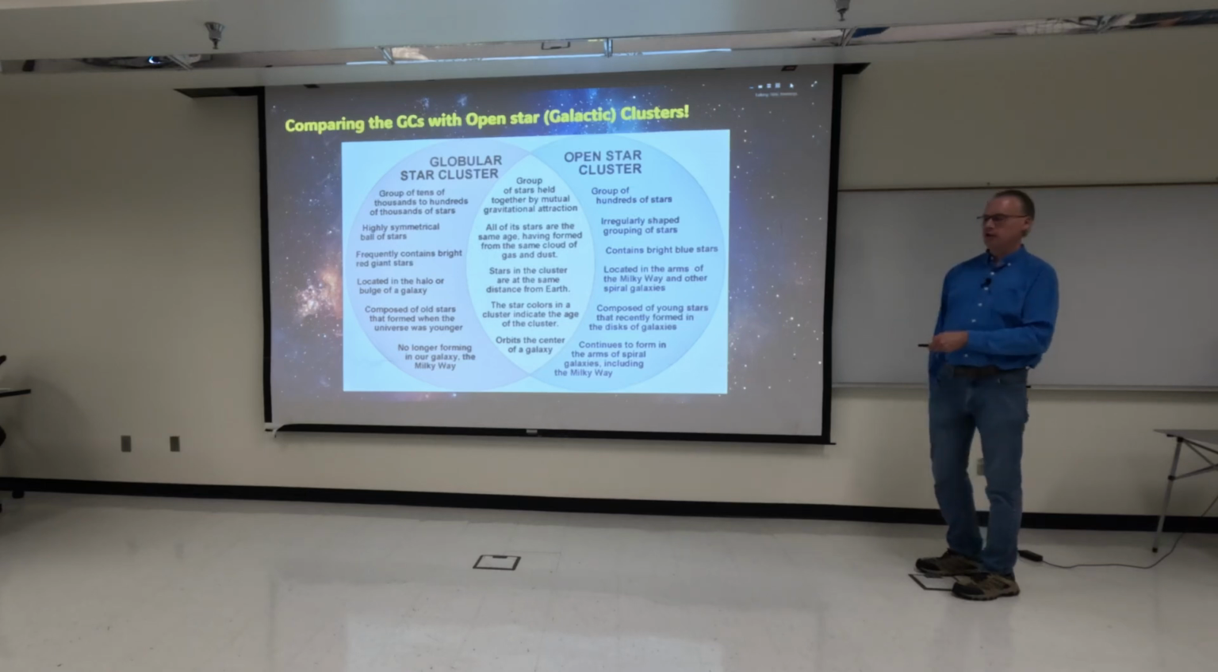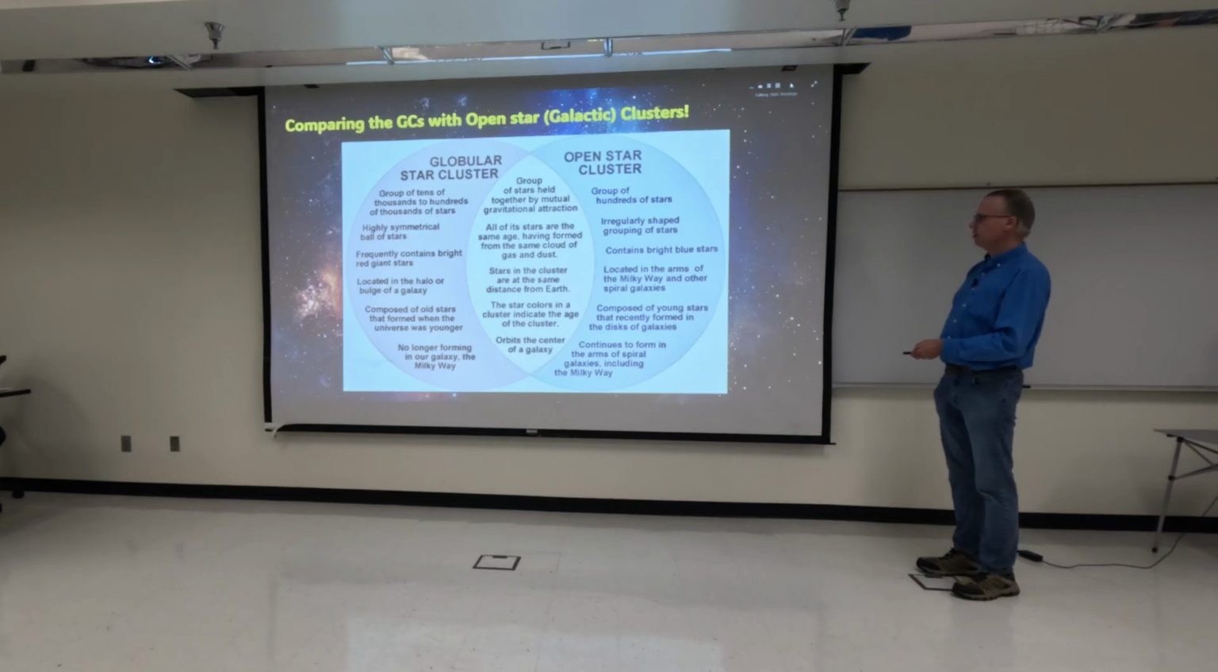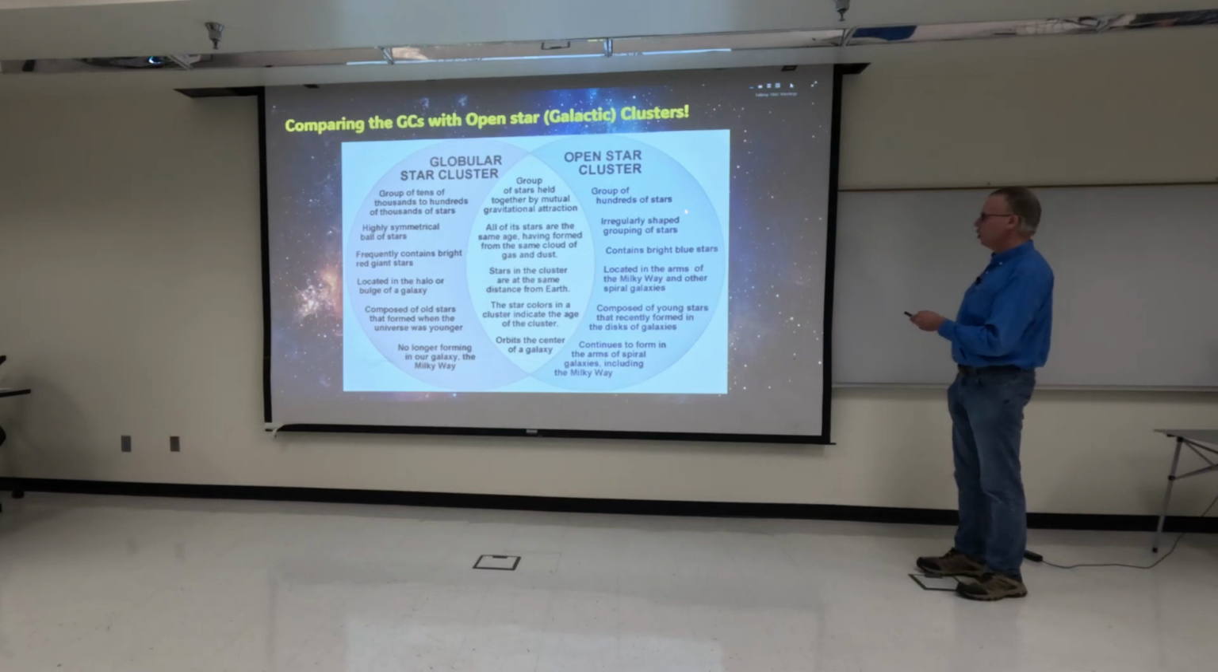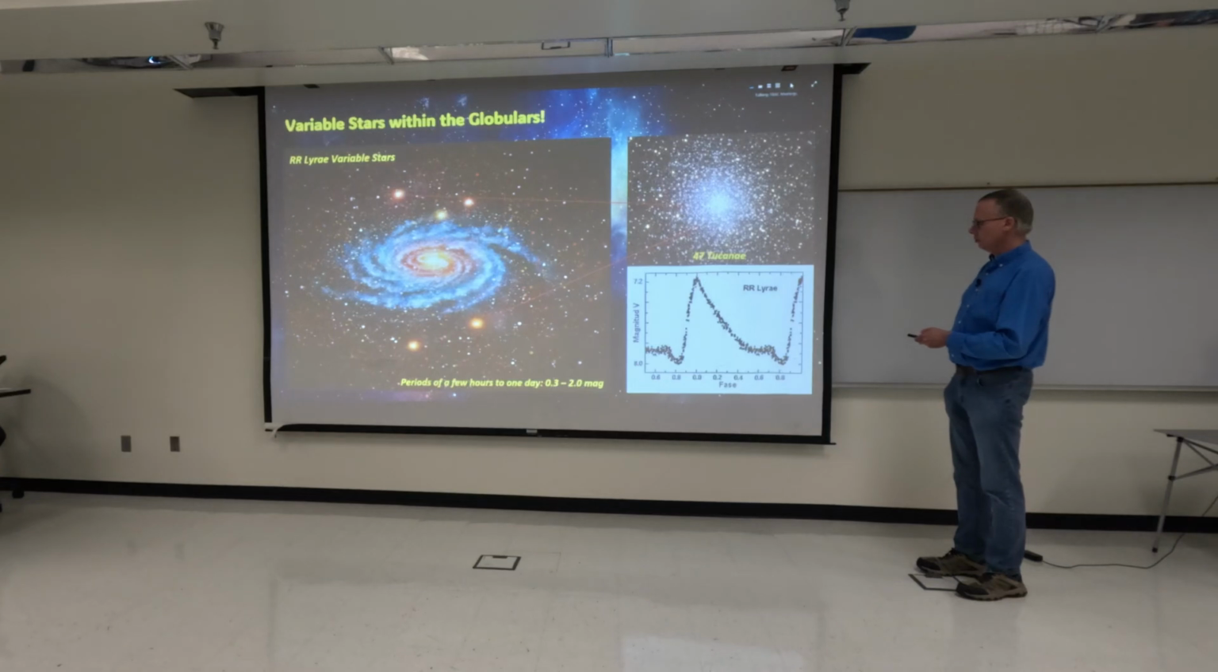The star colors do indicate the age of the globular clusters. They do orbit around the center of the Milky Way galaxy, and they are bound together by mutual gravitational attraction. But with open star clusters, it's very weak. The globulars are pretty strong in terms of their gravitational attraction. One thing we look at as a marker to determine the distance and ages of globular clusters are the RR Lyrae variable stars, for those globular clusters that are very low in metallicity, that is the amount of metals. With the RR Lyrae stars, you've got a few hours to 1 day for the periodic motion. That is the change in brightness, which is from 0.3 to 2 magnitudes.